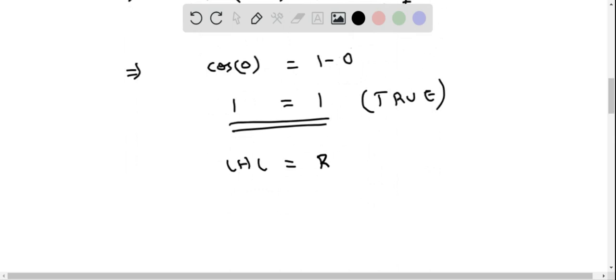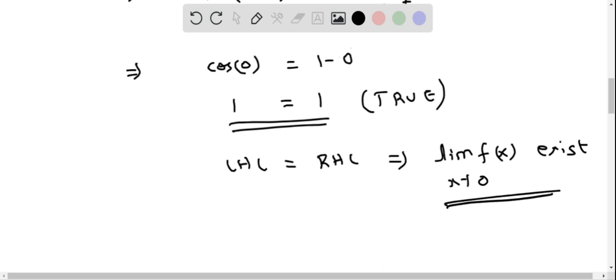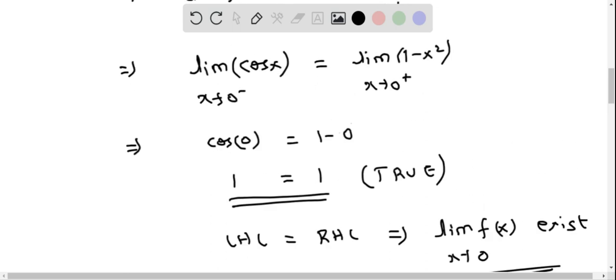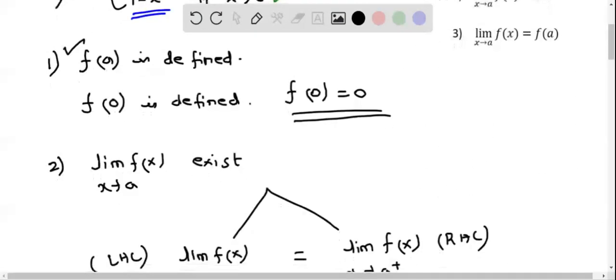Which means the left-sided limit is equal to the right side limit, and this implies the limit of the function exists at x equal to a, that is 0. So this is basically another definition for when we check if the limit exists: both the left side limit and the right side limit should coincide, or be exactly equal. Only then we say the limit exists. So for our problem, the second condition is also met.